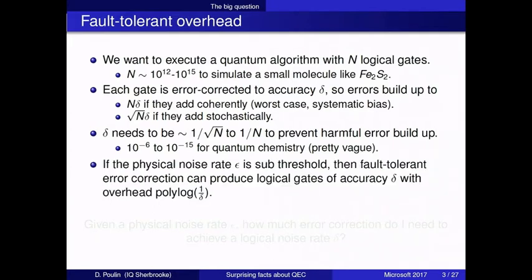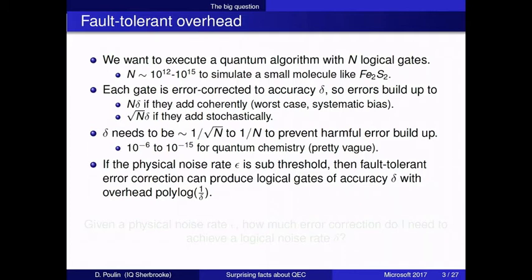Well, we know that's the fault-tolerant threshold theorem: if the physical noise rate epsilon is below the fault-tolerant threshold, then we can use fault-tolerant error correction to build logical gates with an accuracy delta, and the overhead will cost us polylogarithmic in 1 over delta. So epsilon is the accuracy of the physical gate, and delta is the accuracy of the logical gates.